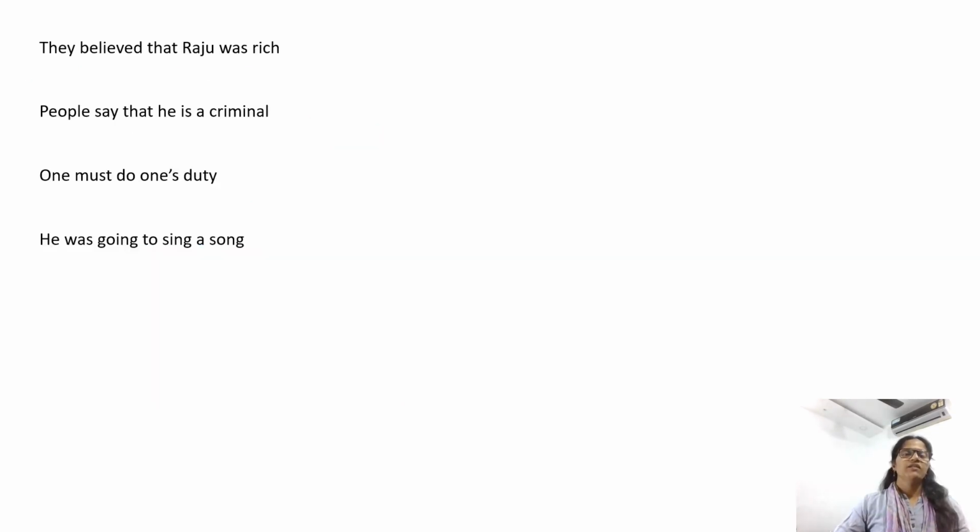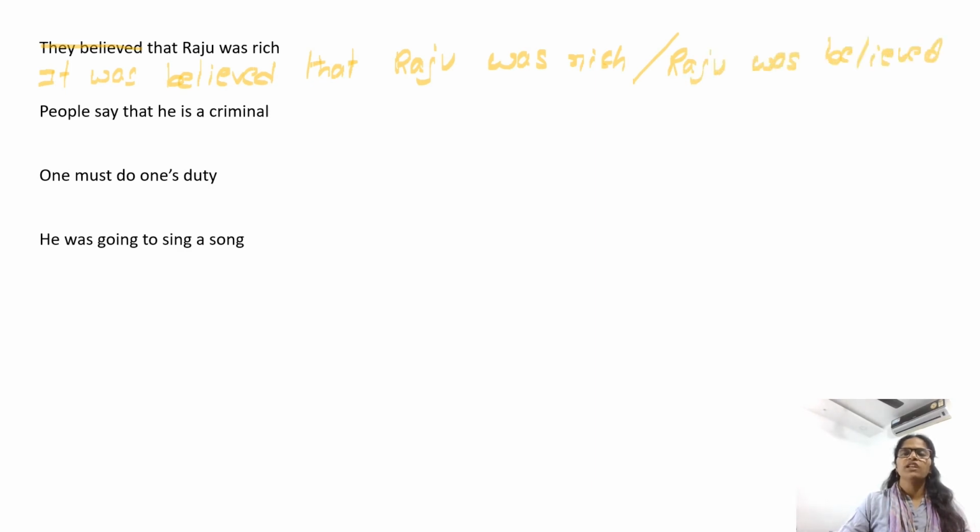If a sentence starts with they believed, right? We need to write it. Need a be form. Is, am, was or were. Here believed. Sentence is simple past. So we need was. It was. V3 form of believed is believed. It was believed that Raju was rich. Or you can write same sentence in other way also. You can begin with Raju. Raju was believed to be rich.